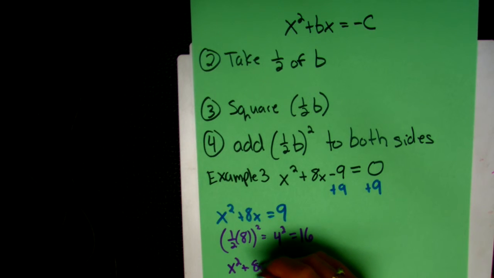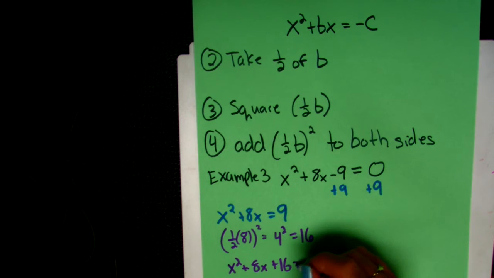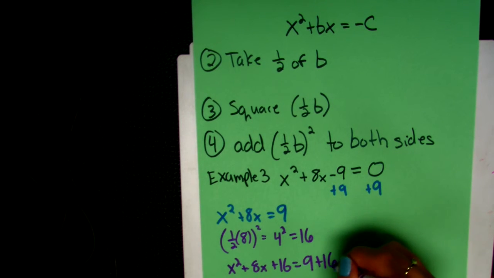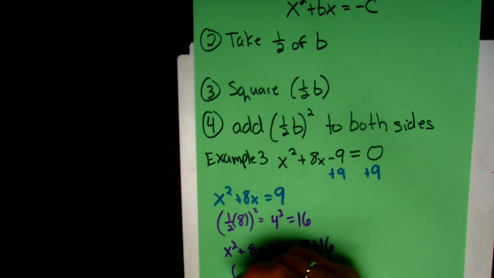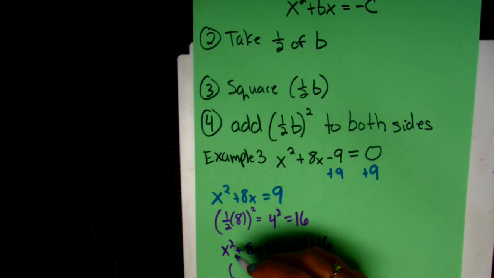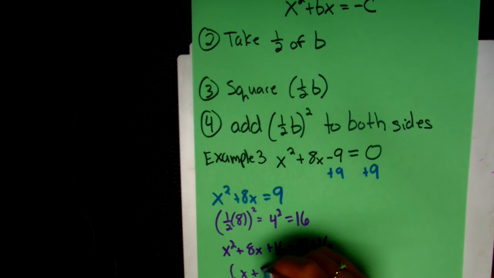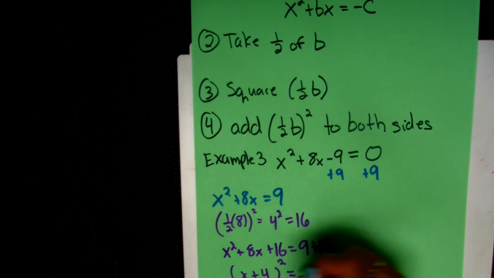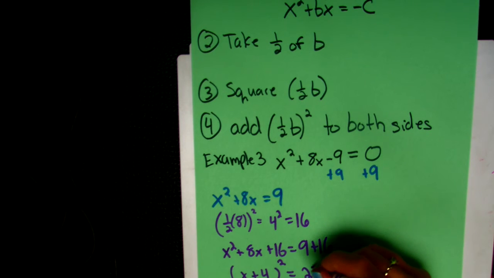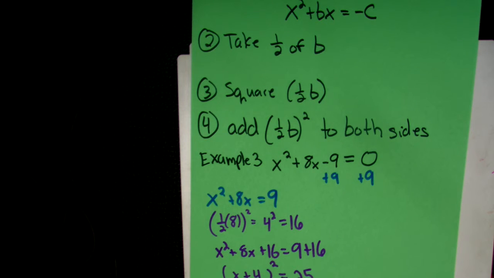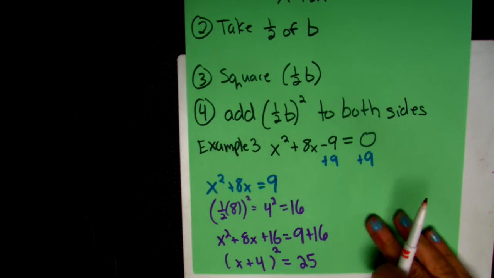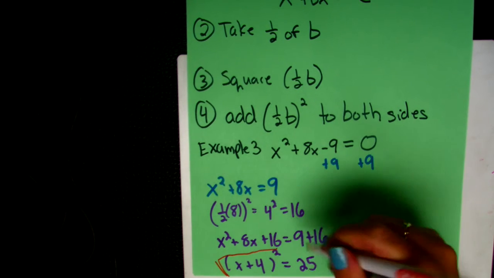So we have x squared plus 8x plus 16 equals 9 plus 16. So now we have a perfect square trinomial here. So this factors into, the square root of 16 is 4, so we get x plus 4 squared. And then 9 plus 16 is 25. So now we can solve it just like we solved example 1 and example 2. We'll square root both sides.